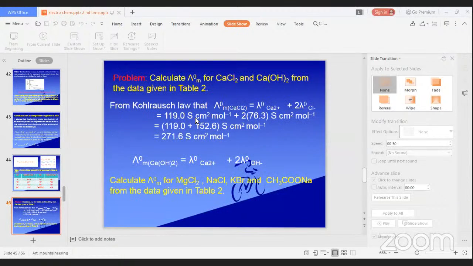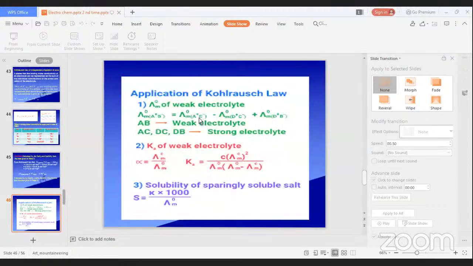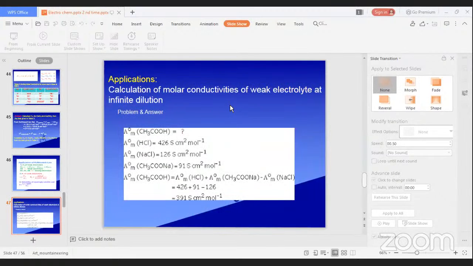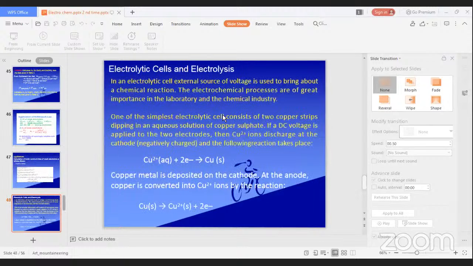Next, this is one of the applications of Kohlrausch's law. We can calculate the molar conductivity of weak electrolytes by using the corresponding strong electrolytes. Next topic: electrolytic cells. What is the electrolysis process? What is the electrolyte? The major application of electrolysis, or electrolytic cells, is that we can prepare pure metals from impure metals.